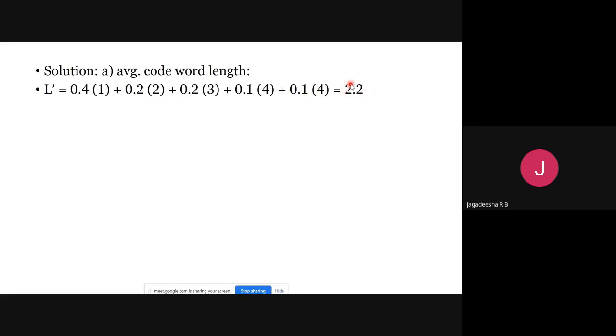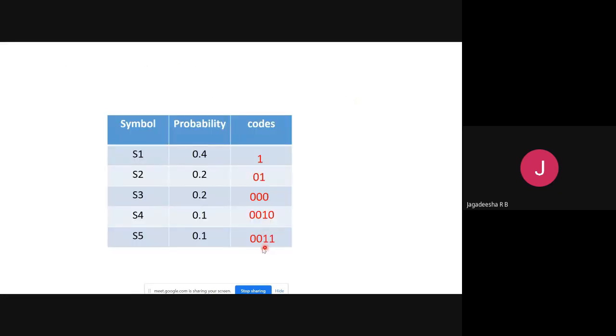That is what we concluded before, that now we are witnessing. And we have also seen that the code words may change. Their lengths may also change. That is what happened here.